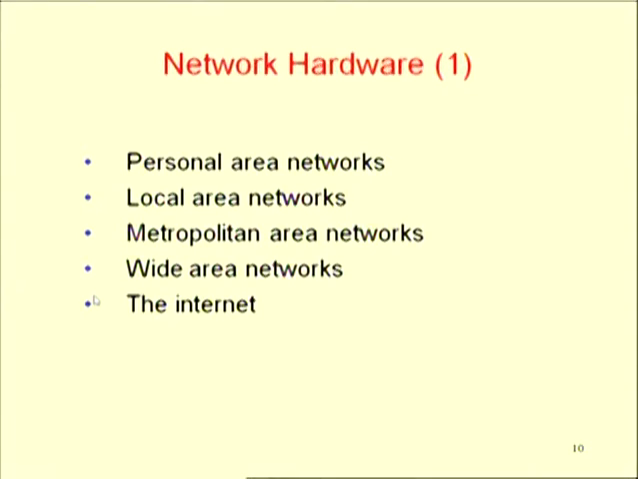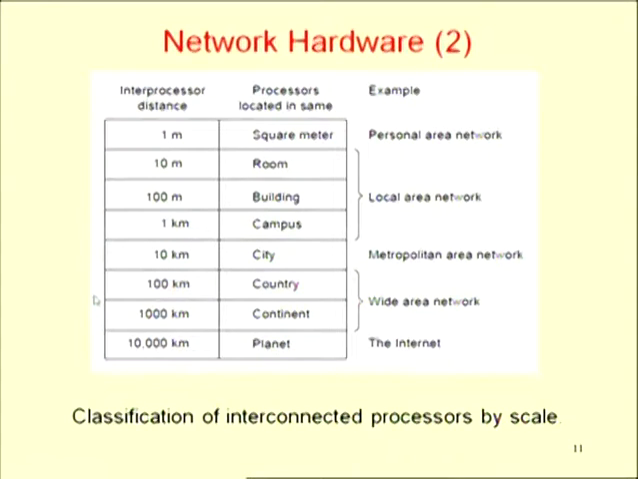Now let us talk about network hardware. Network hardware is classified into 4 different categories: personal area network, local area network, metropolitan area network, wide area networks, and the internet. Here it shows you the classification.